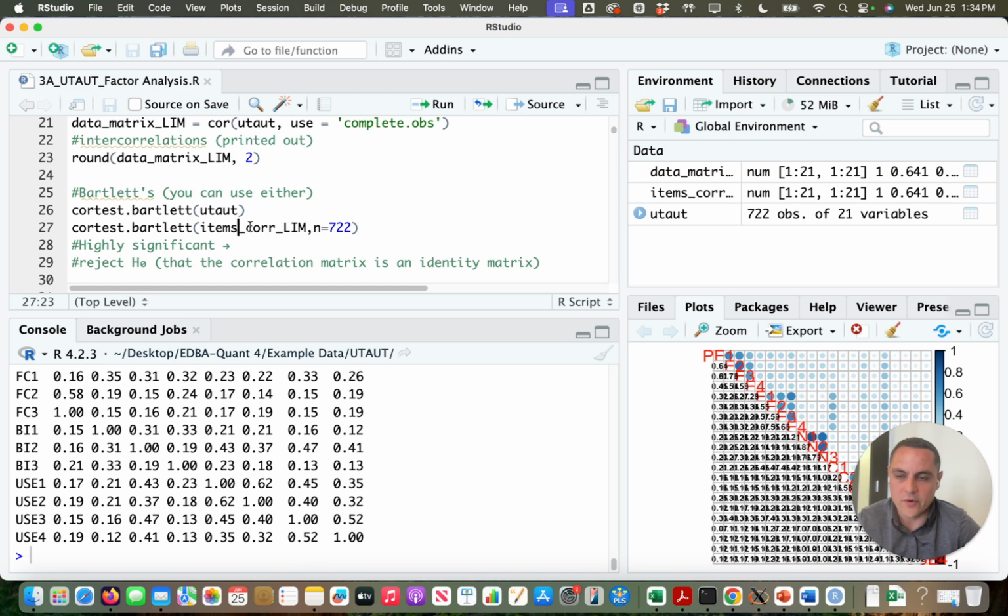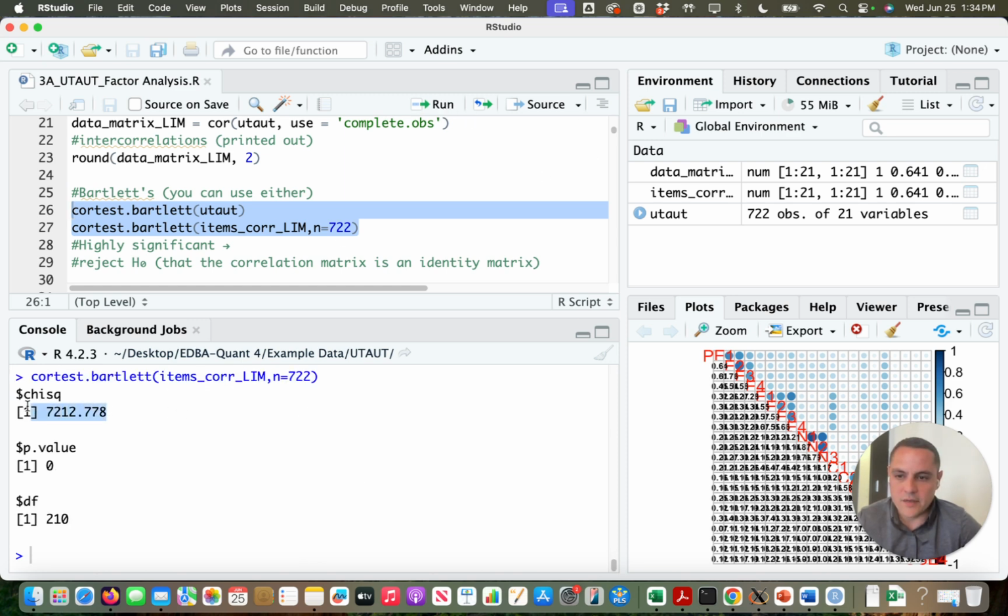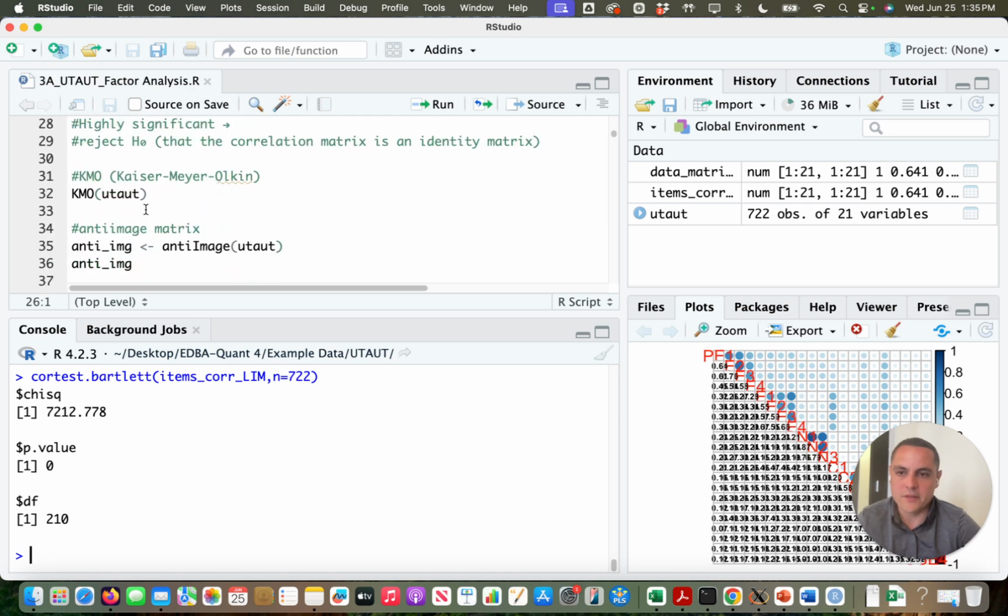You could use the data itself or a correlation matrix. I'm going to go ahead and run that, and we'll take a look. And you can see the chi-square p-value. So p-value, we're actually rejecting the null that this is an identity matrix. And so that's your null hypothesis. We have an identity matrix. Our p-value is very low, right? Less than 0.05, basically zero. So that means we can reject that null. And that would suggest to us that we can actually move forward with factor analysis.